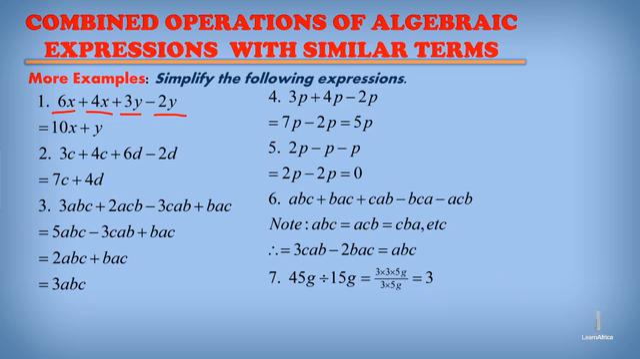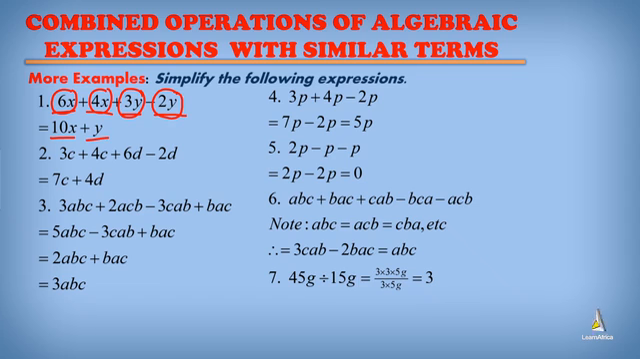Ordinarily, the 6x plus 4x would give us 10x. And then we have the 3y minus 2y, just like saying 3 minus 2. That will give us 1y. And remember what we said previously, we'll just write our y. So that's the solution to the first example.